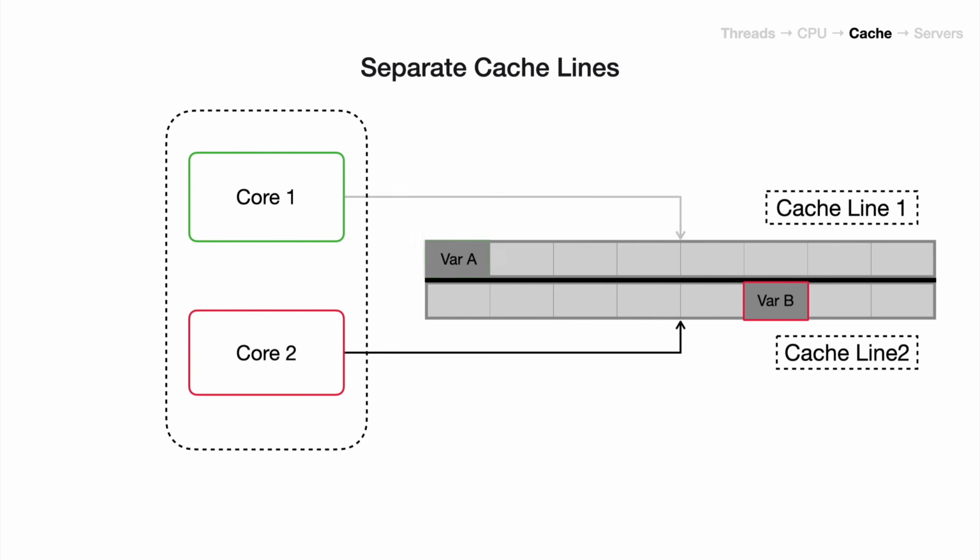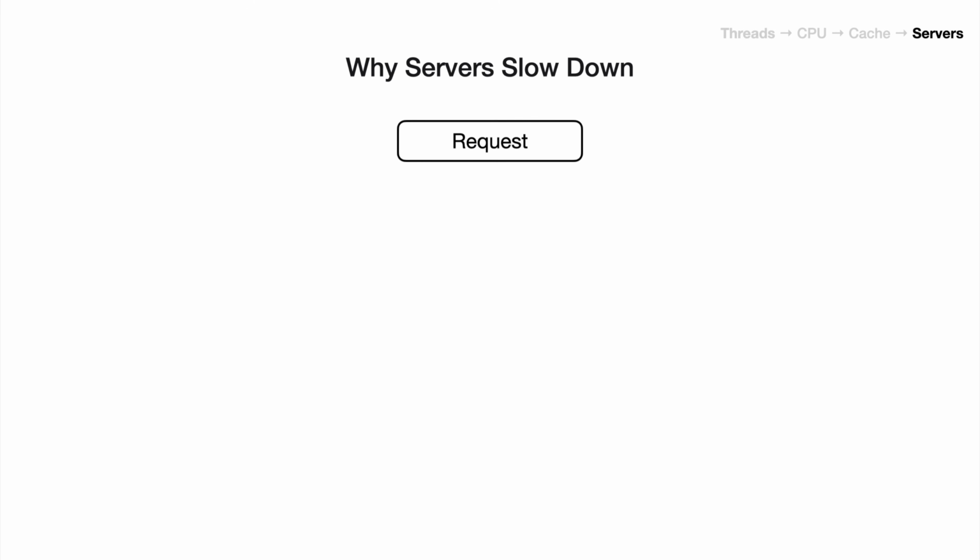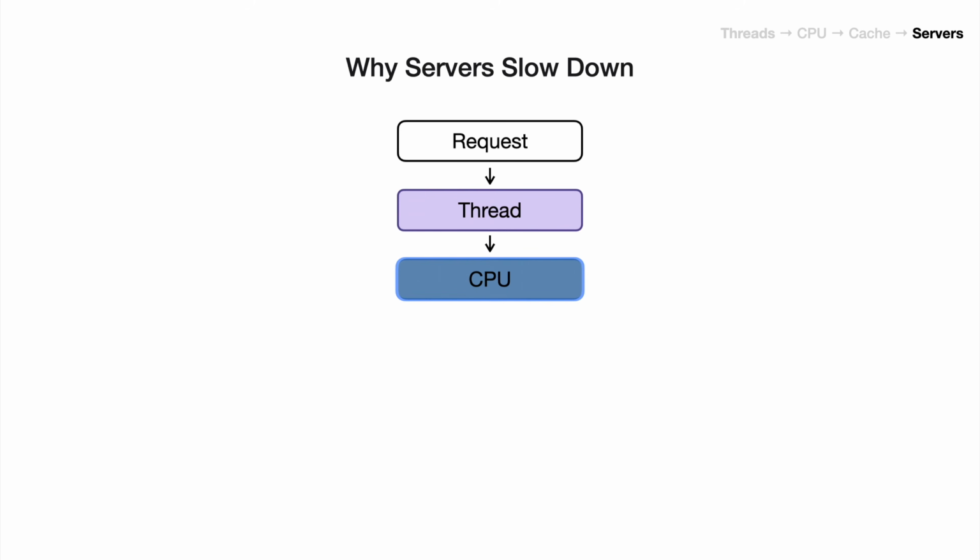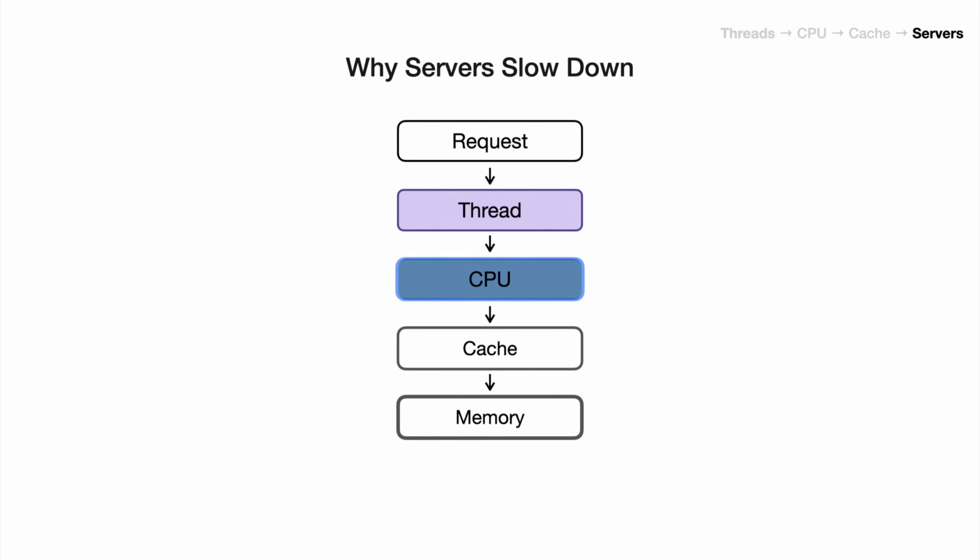Now we can connect all of this back to server design. If a server creates too many runnable threads, several things start happening at the same time. The operating system performs frequent context switches. CPU time is spent saving and restoring thread state. Caches constantly lose useful data and have to rebuild it. And memory traffic increases between CPU cores. Instead of improving performance, the system becomes less efficient. The server spends more time managing threads than actually doing any useful work.